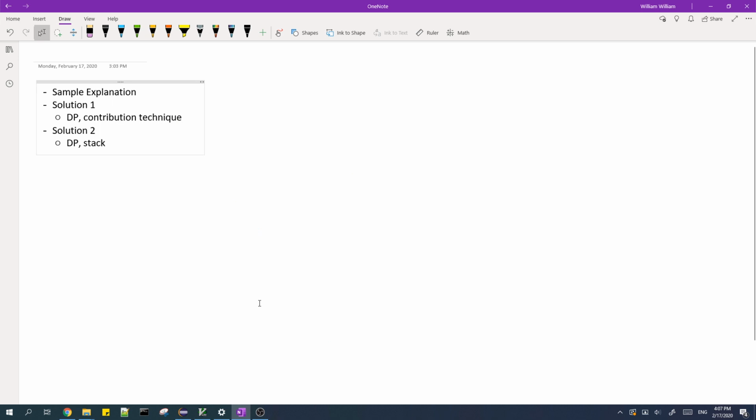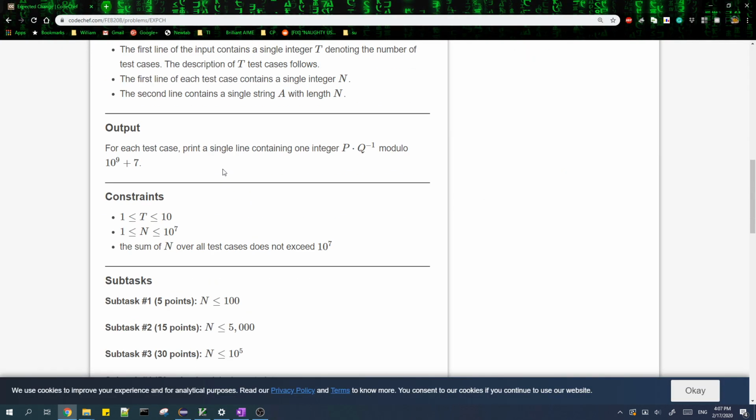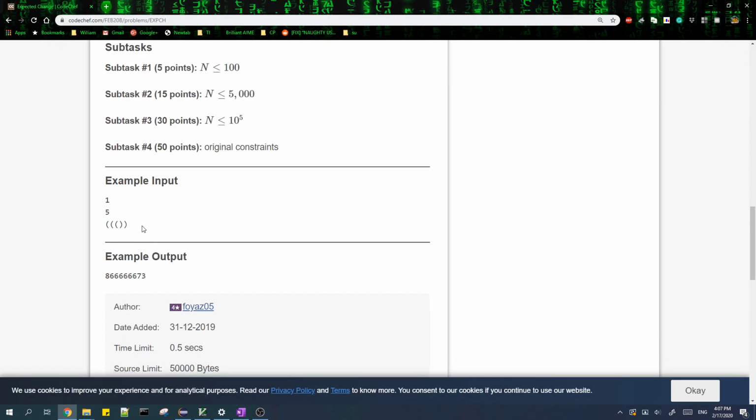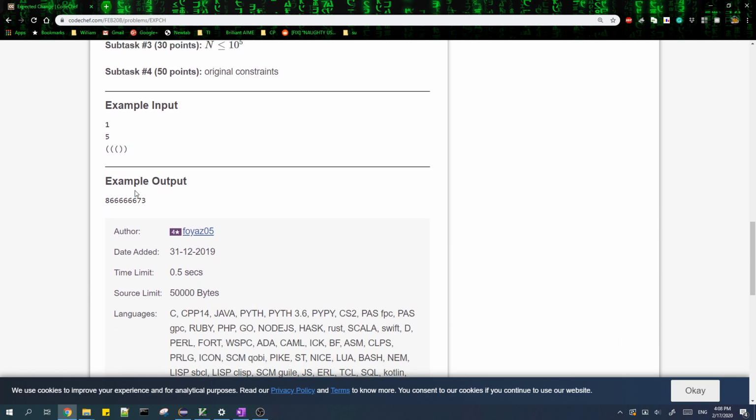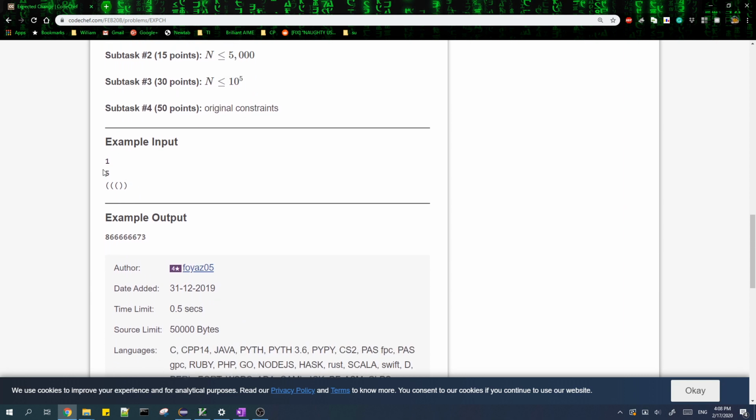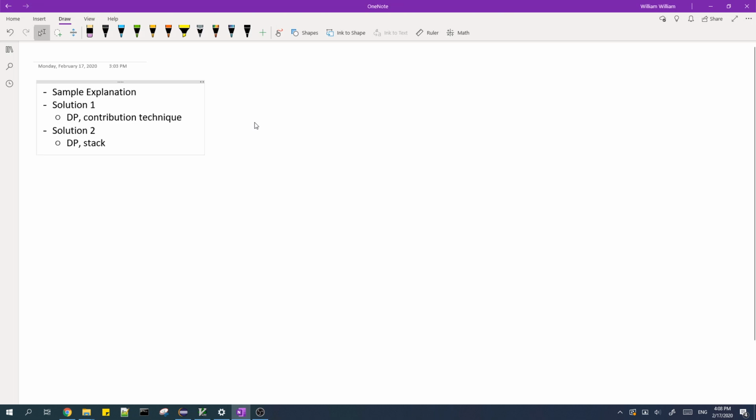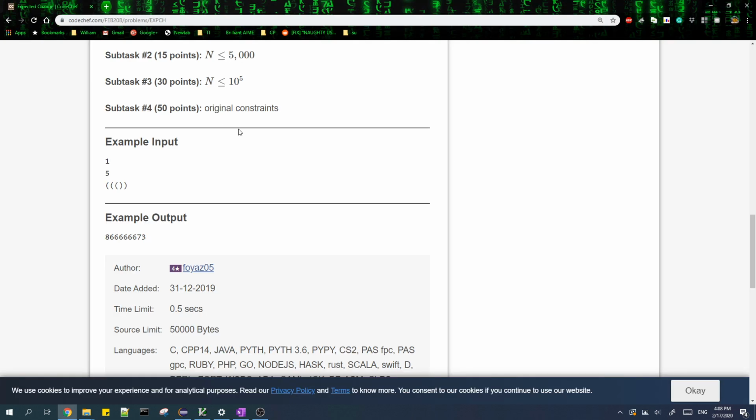First, I'm going to go over the explanation of the sample test case in the problem statement, because some people mentioned that they didn't understand the problem clearly and there was no sample explanation. Then I'll go over two different solutions, and I believe both have very interesting concepts to learn from, so that's why I'm going to present two solutions.